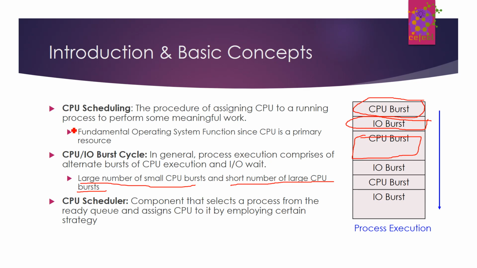Now we have discussed CPU I/O bursts. Next, the process of scheduling. Who is responsible for scheduling? Who does the job of assigning the CPU to a process? There is a component called the CPU scheduler, which does this job. It will look for processes in the ready queue, select one process based on a certain strategy, and then assign the CPU to it. So the CPU scheduler is the component that does the scheduling assignment.